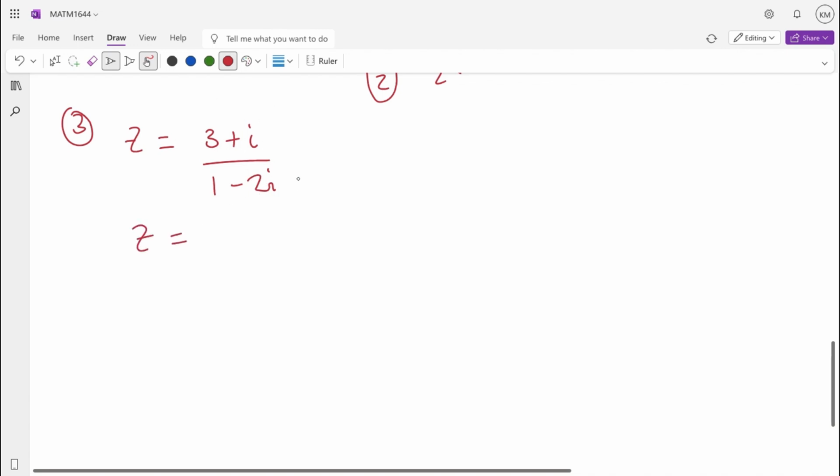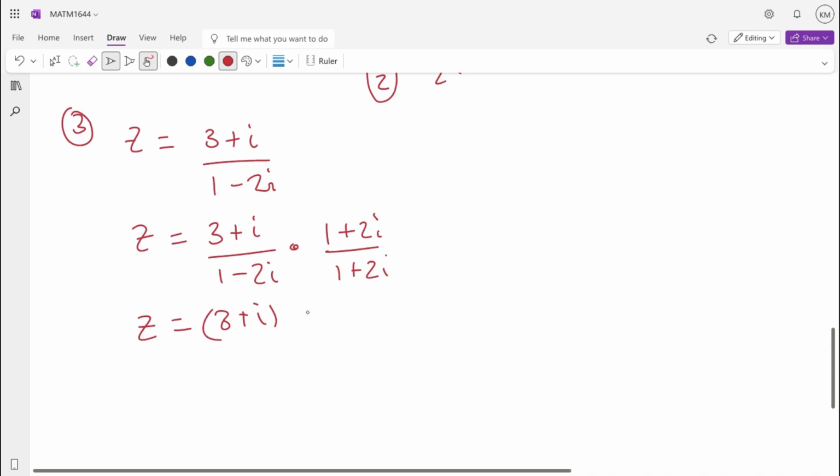Similarly, again, we just multiply by the conjugate of what is at the denominator there. So the conjugate of 1 minus 2i, we change this sign to positive, the sign of b. Then we'll have 3 plus i divided by 1 minus 2i, then we multiply by 1 plus 2i over 1 plus 2i. So then z is nothing but 3 plus i, multiplied with 1 plus 2i, then divided by 1 minus 2i times 1 plus 2i.